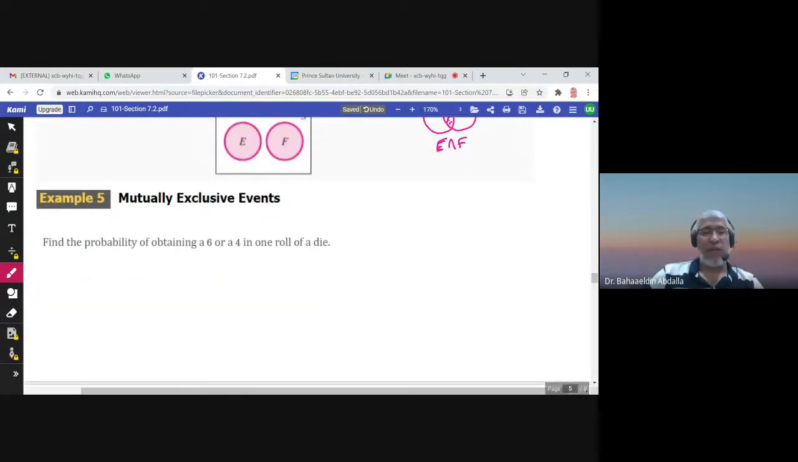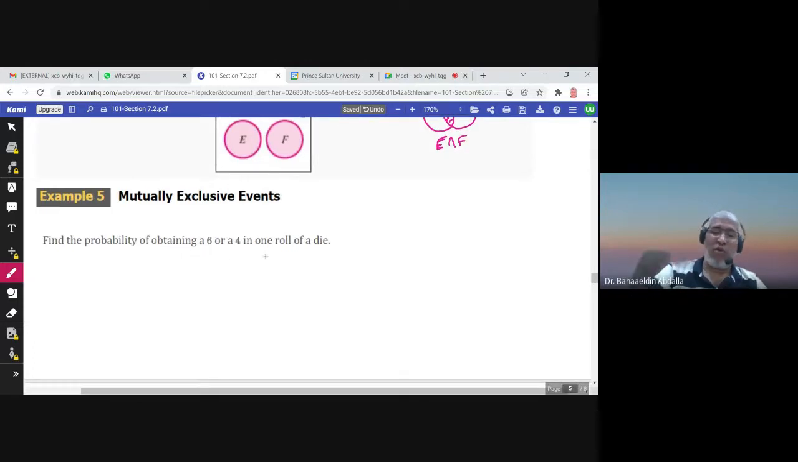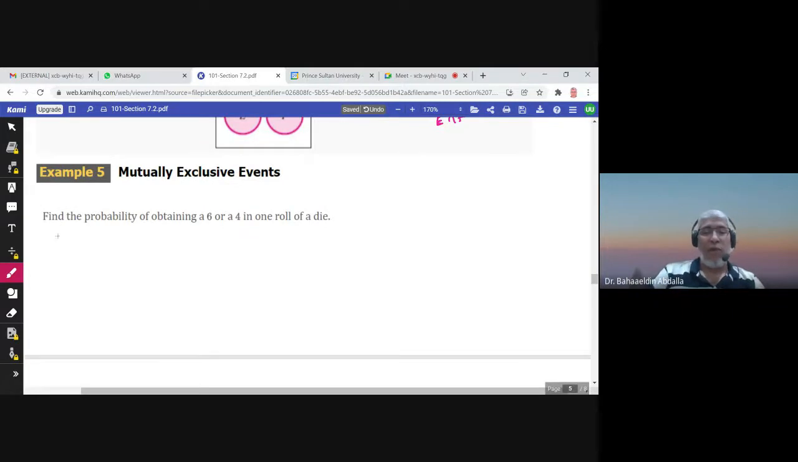Intersection is phi. Find the probability of obtaining a 6 or 4 in one roll of a die. When we roll a die and notice the number of dots on the top, how many dots can we see? Well, either 1 up to 6. So this is the sample space. A single outcome could be 3, could be 4. Now, can we see 6 and 4 together? No, it's either 6 or 4.